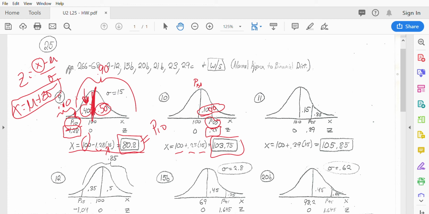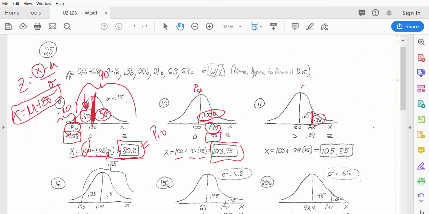Number 11, find the IQ score separating the top 35% from the others. So the top 35%, that is right here. But this is the key to a question like this. This entire half of the graph has to add up to 50%. So 35 plus what gets me to 50, or better yet, 0.5 minus 0.35 leaves me with 0.15, or more importantly, 0.1500. I look up 0.1500 backwards on my z-table, and the closest z-score I find is 0.39. I plug it into my formula and get 105.85.